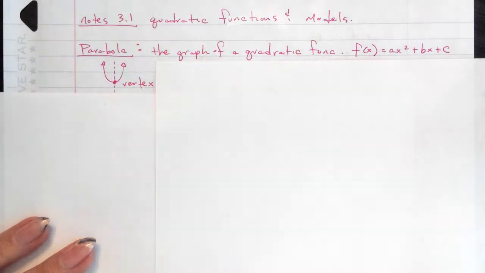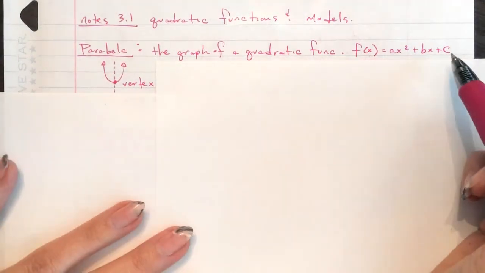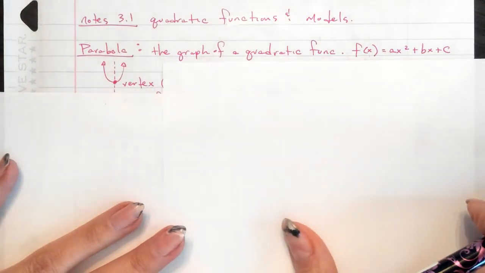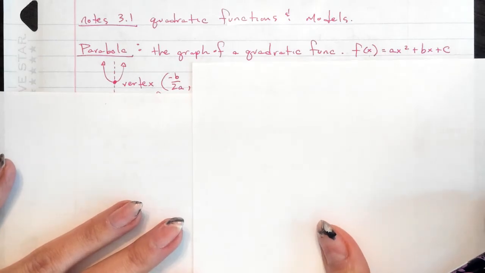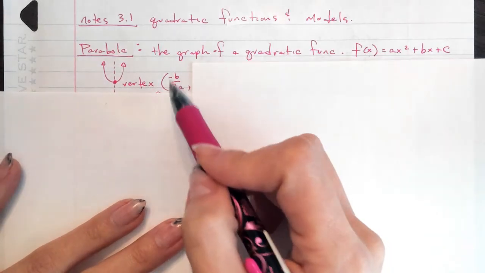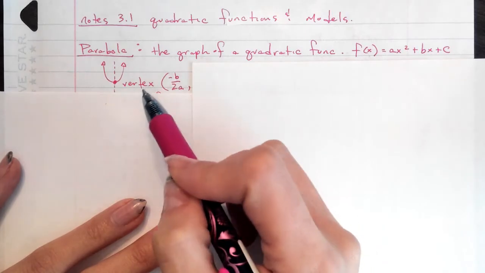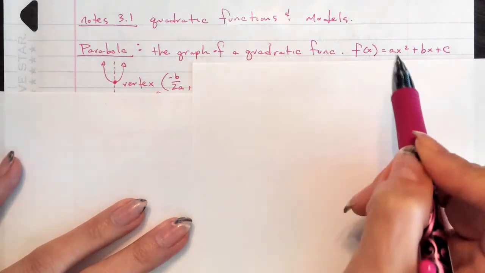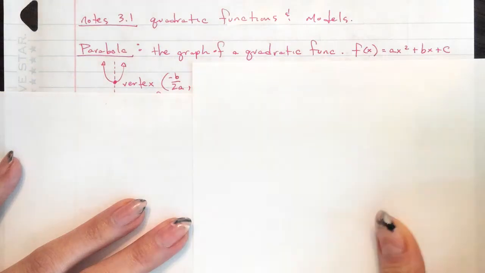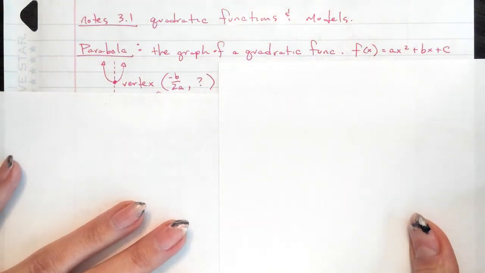How do you get the vertex if you have this equation given to you? You do negative b over 2a to get the x value of the vertex. How do you get the y value? You plug this, whatever it is, back in to x, and then you get the y value. So plug it back in to get the y value.